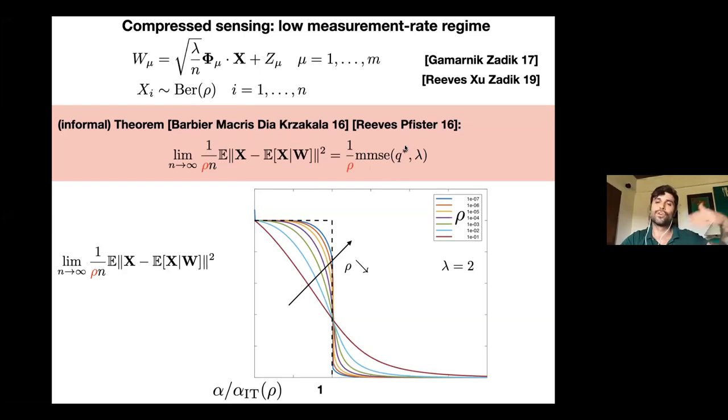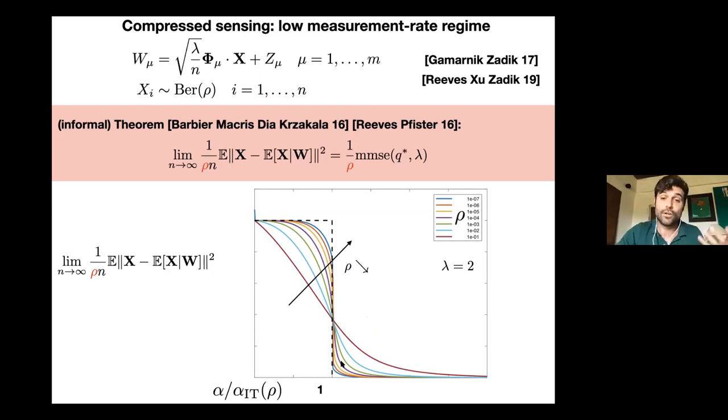There is a so-called replica symmetric formula. This vocabulary comes from physics and allows us to predict asymptotically, in the high dimensional limit, the minimum mean square error. And if you plot this quantity varying the sparsity level, this parameter rho, what you observe is that if you rescale the x-axis, which is the sampling rate, by a proper quantity that will depend on the sparsity level, when the sparsity increases, which means this quantity rho decreases, you see that this curve tends, when rho is very small, to a step function, okay?